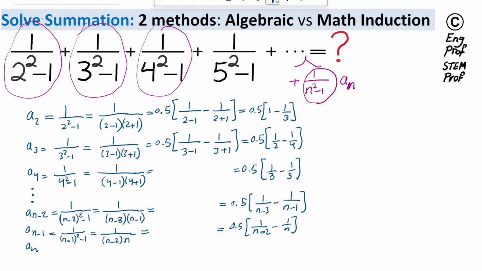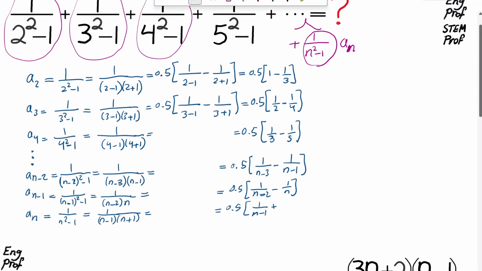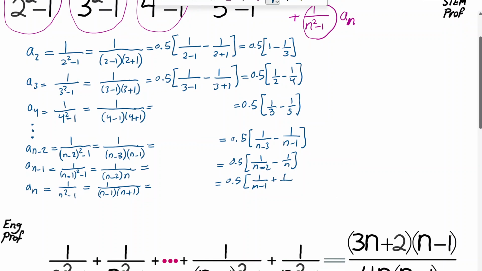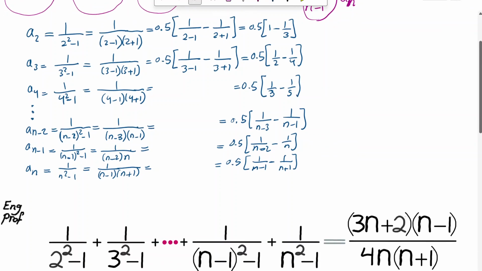And finally, for the term that is a index n, we get 1 over n squared minus 1, which is equal to 1 over (n-1) times (n+1), which is equal to, so the last term here, 0.5 times 1 over n-1 minus 1 over n+1. So what is the benefit of writing it this way?